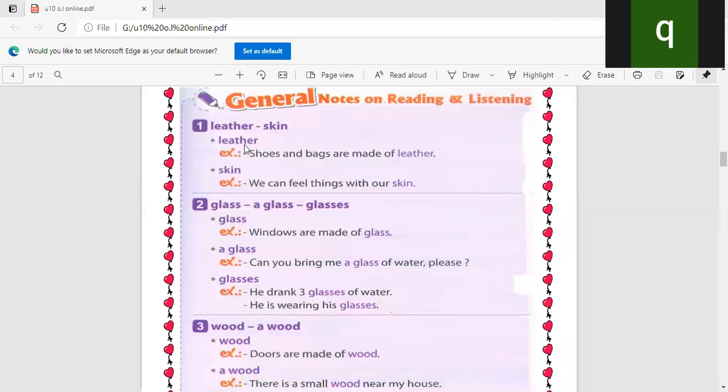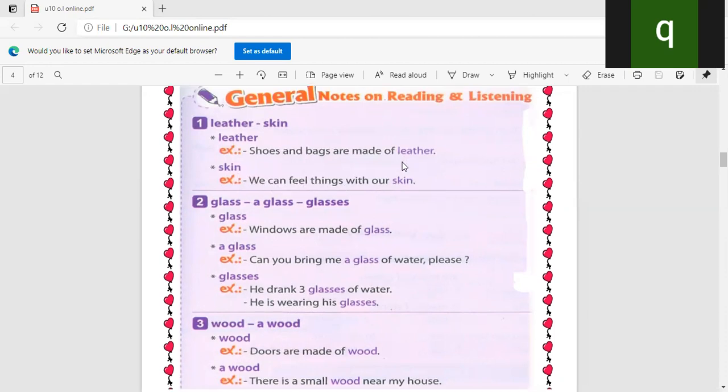Lizard, what is the difference? Let's see these notes, okay? The difference between words here: lizard and skin. Lizard is the animal that we can get. Shoes and bags are made of lizard. Skin is our skin. We can feel things with our skin.